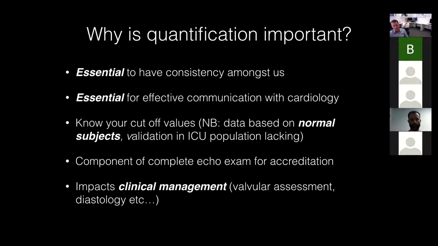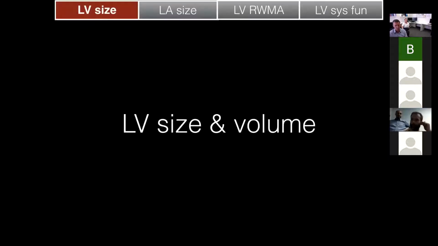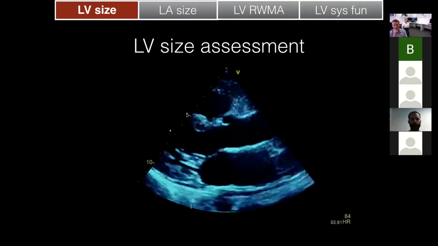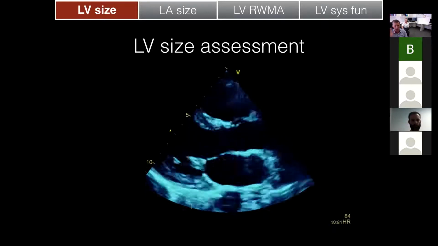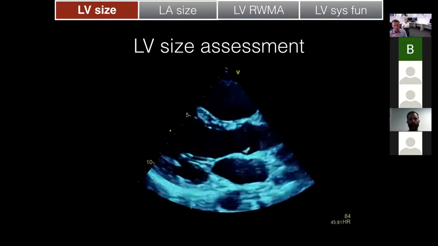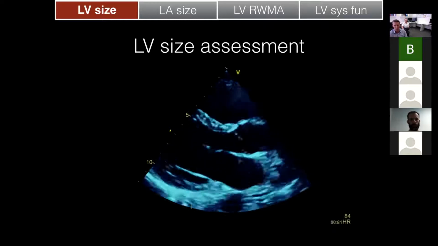I think it can impact clinical management, some of these things, a bit more with outpatient cardiology decisions, I think, more than critical care areas, but it certainly can impact clinical management with valvular assessment and diastolic function and things like that. So we'll start off by talking about LV size and volumes. So first of all, the LV size assessment. We're going to start off with our standard view and our parasternal long axis view.